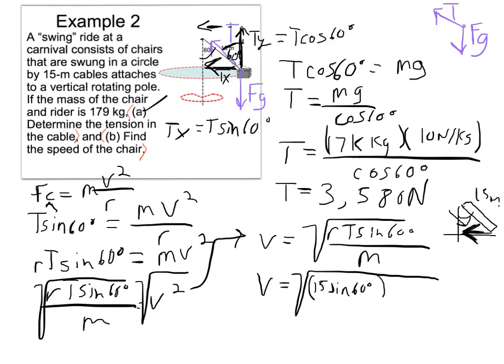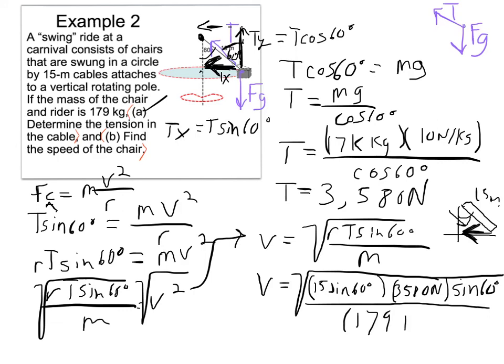That's because the actual starting of the rope is not at the center of the circle, it's above the center of the circle. So I had to work out what the actual x part toward the center of the circle is. So 15 sine 60 degrees, times the tension, which we found to be 3,580 newtons, times sine 60 degrees, divided by the mass, 179 kilograms. And if I do all that math, I get that the velocity is 15 meters per second. Ta-da! The end.